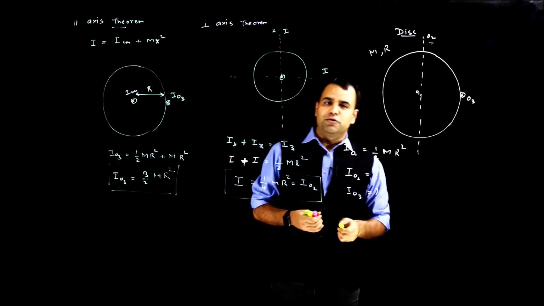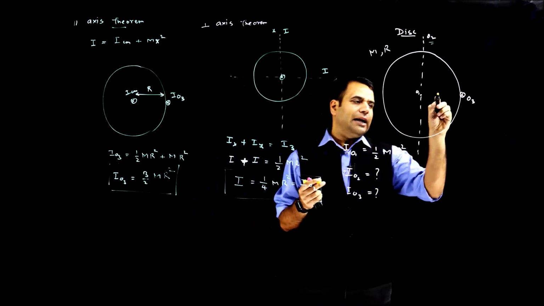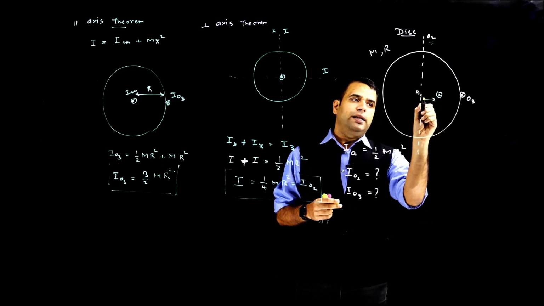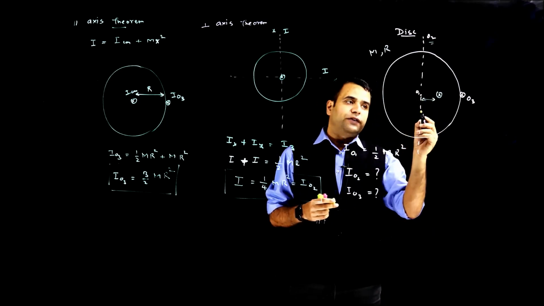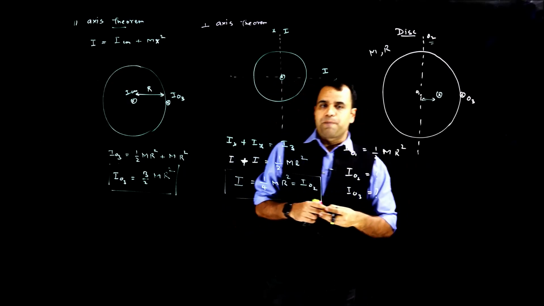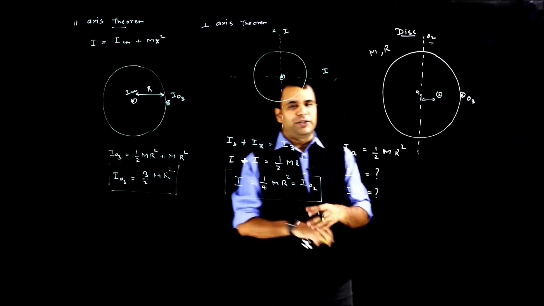In between also I can choose the axis. It's not like we have to calculate only about this axis. If I want, I can calculate the moment of inertia about this axis also. Only the distance will change. In place of r, it will be some r by 4 or r by 2 or just x. We can calculate that. That's how we use the parallel axis theorem and the perpendicular axis theorem.